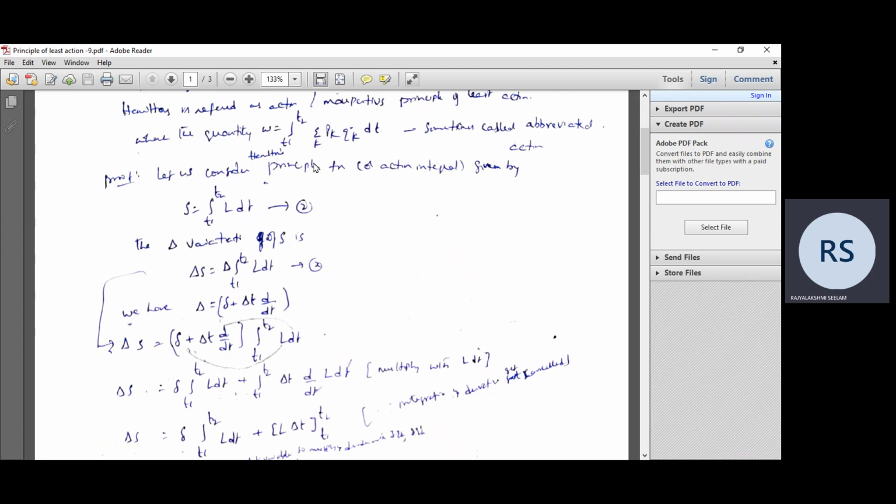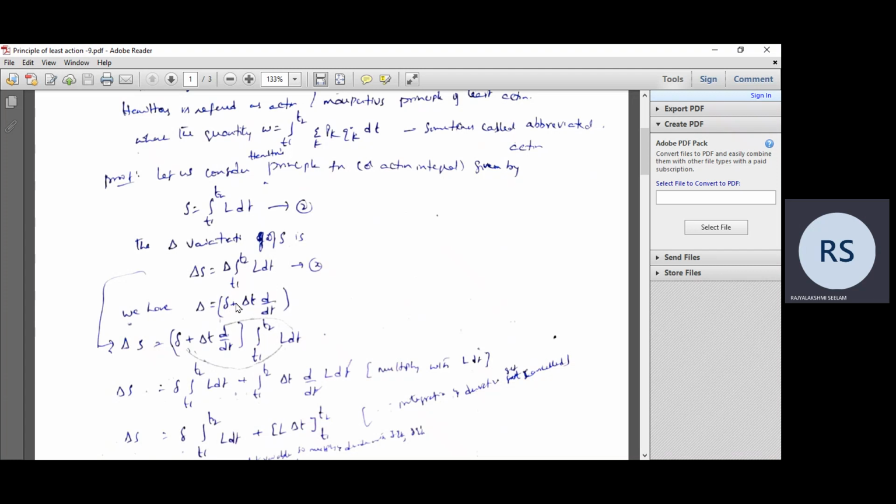Let us consider Hamilton's principal function or action integral, which is given as S equals the integral from t1 to t2 of L dt. Let it be equation number 2. The delta variation of Hamilton's principal function S is given as delta S equals delta integral from t1 to t2 of L dt. Let it be equation number x. Here we have the existing relation: delta equals delta plus delta t d by dt.